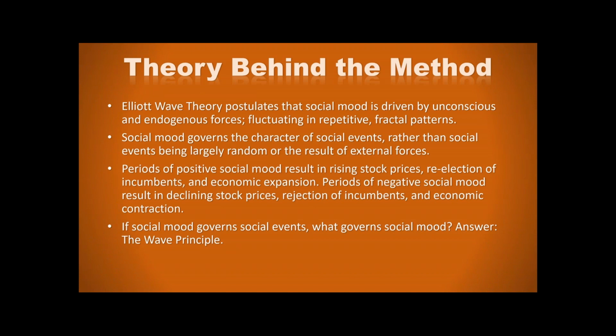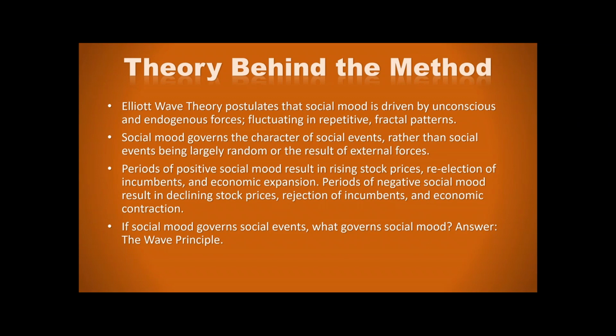So first, let's talk very briefly about the theory behind Elliott Wave. Elliott Wave theory postulates that social mood is driven by unconscious and endogenous forces, basically inside forces rather than outside forces, and that social mood fluctuates in repetitive and fractal patterns. So social mood is what governs the character of social events, rather than social events being largely random or the result of external forces.